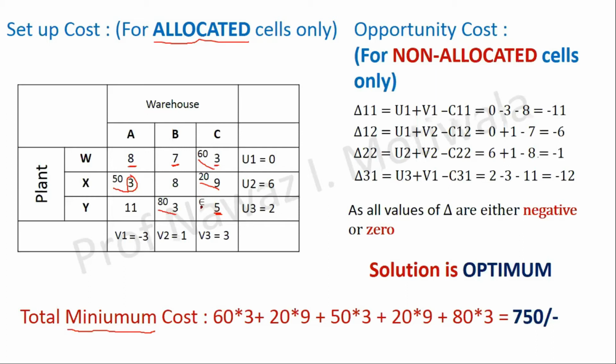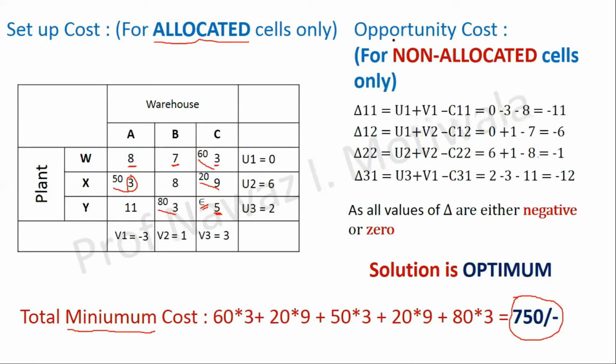But as I said, epsilon is a very small number. Anything multiplied by a number which is tending to 0, the answer will be approximately 0. Hence, I have not written it in the final solution, so it is not affecting the final solution. Hence, I get the optimum minimum transportation cost as 750 rupees. And this completes the solution.